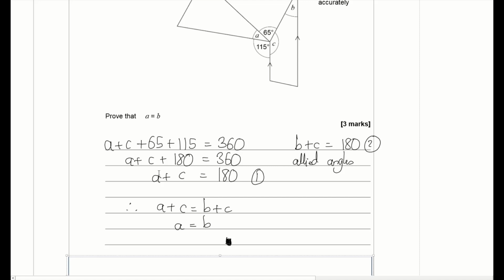You might want to add that this was just about angles about a point, but it's fairly self-explanatory in that case that 360 would have to be equal to the sum of these components.